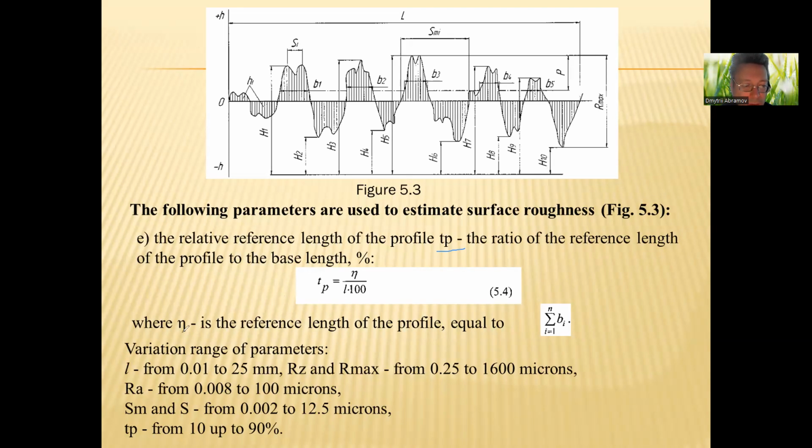In this formula, nu is the reference length of the profile equal to the sum of b suffix i. For example, b1, you can see b1, b2, b3, etc. And the sum of b, it will be parameter nu.